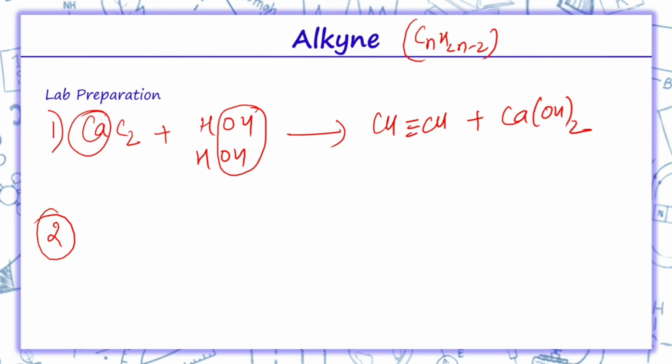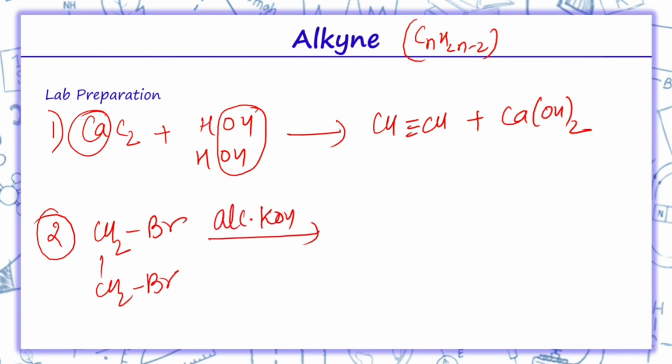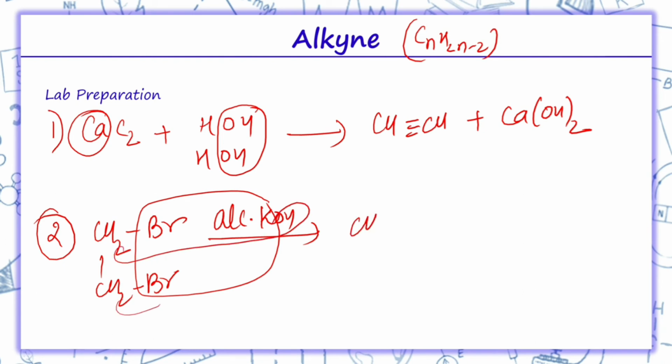Similarly, alkynes can also be prepared by using 1,2-dibromoethane, that is CH2Br-CH2Br, in presence of alcoholic KOH. As we studied earlier, alcoholic KOH involves the removal of hydrogen and halogen. Thus it is a dehydrohalogenation process. So KBr will be removed, and H from here and H from here will be removed. Thus we will get CH≡CH plus KBr plus H2O.